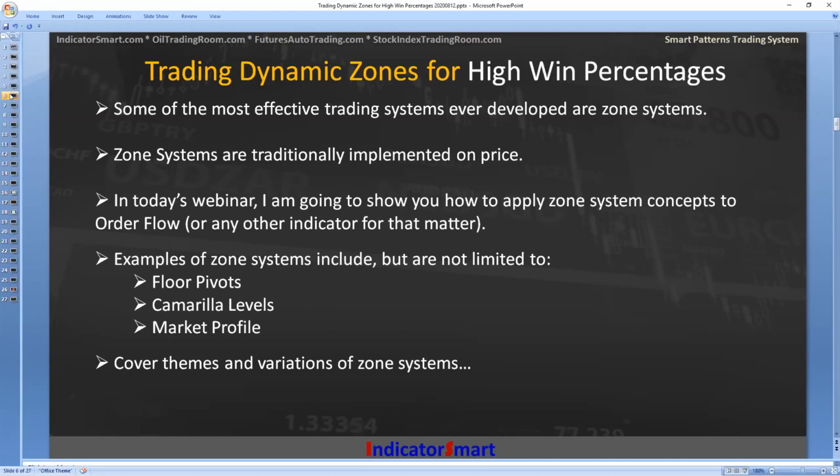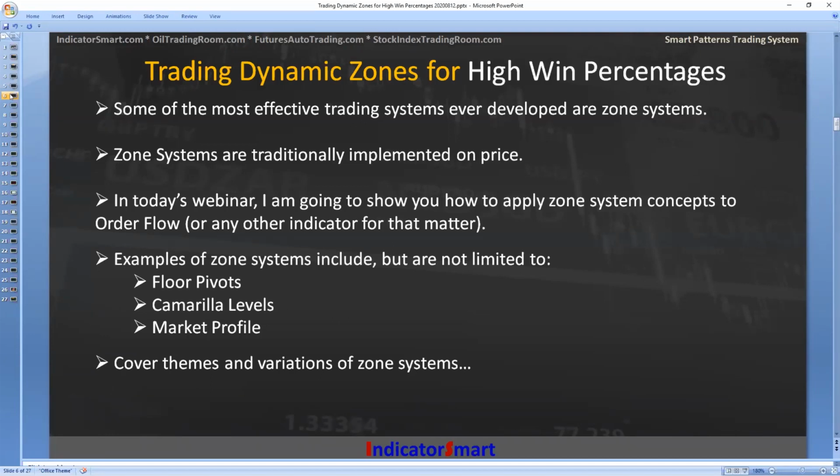Floor pivots are an example. You get your pivot, and there are different ways of doing it. Open plus high plus low plus close over 4. Larry Williams made that popular decades ago. He'd make a morning call off of floor pivots. Could also be high plus low plus close over 3. You call that the pivot, and then you take levels above and below that. Camarilla levels do something similar to that.